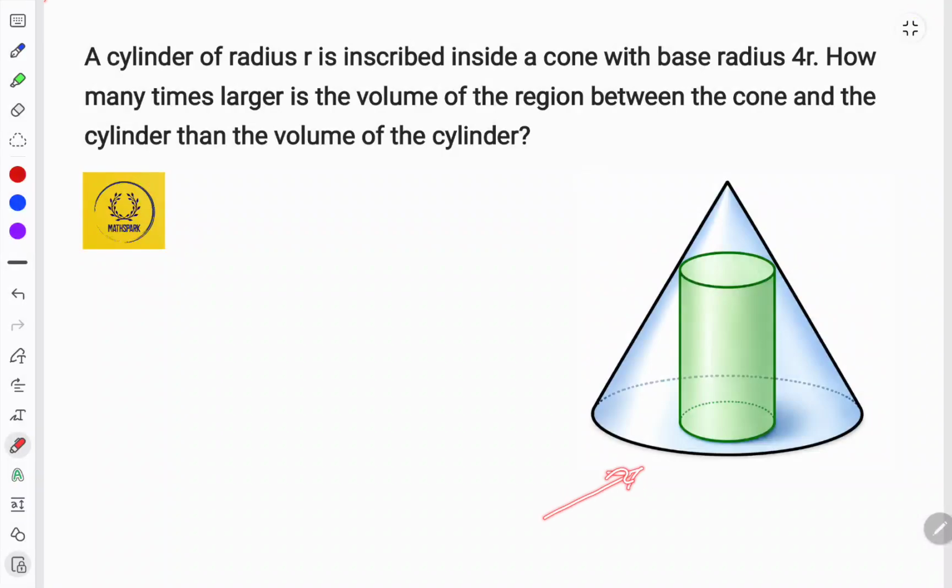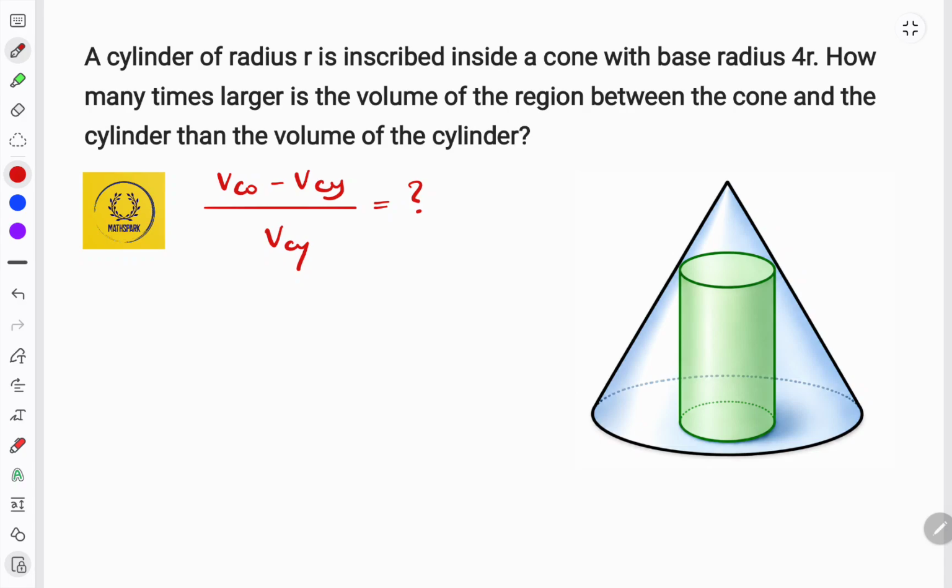Let's solve this interesting 3D geometry problem. We have a cylinder of radius r, which is inscribed inside a cone with base radius 4r. How many times larger is the volume of the region between the cone and the cylinder than the volume of the cylinder? In fact, we are going to find this ratio: volume of cone minus volume of cylinder over volume of cylinder.